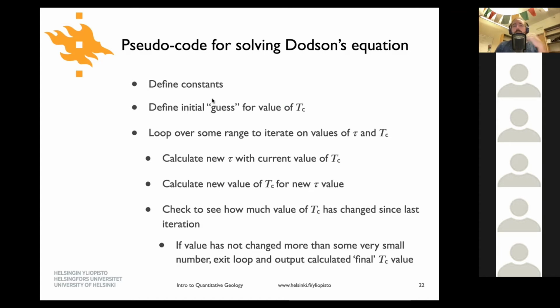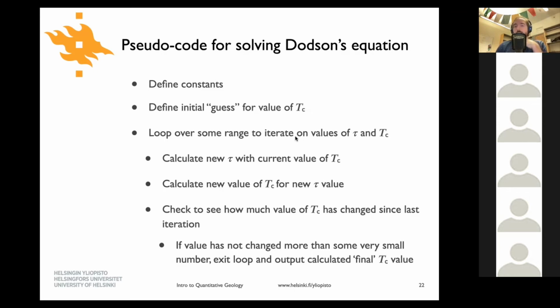So this is a kind of pseudocode for how to deal with Dodson's equations. So we have some constants we have to define, like the gas constant. We could take some initial guess for what the closure temperature would be. It should be some kind of high number. You could take like 1,000 kelvins just as a first guess. It should be in kelvins, so that's why you want to take a number that's big.